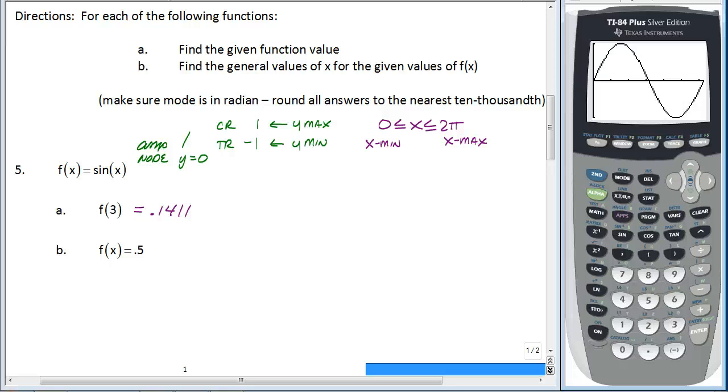So how does that help us find the values? Well, now all you have to do is go back and click y equals, and in y2 you enter the 0.5. And then you press graph, and I'm sure you can imagine from there you're just going to find the intersections.